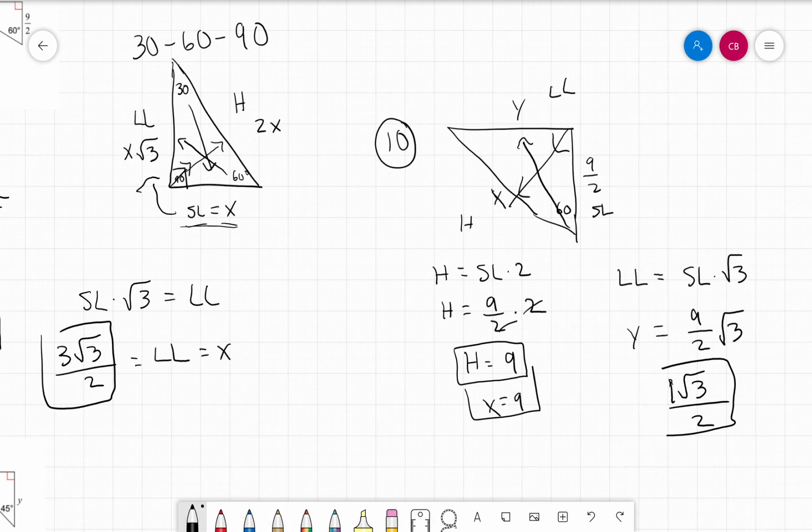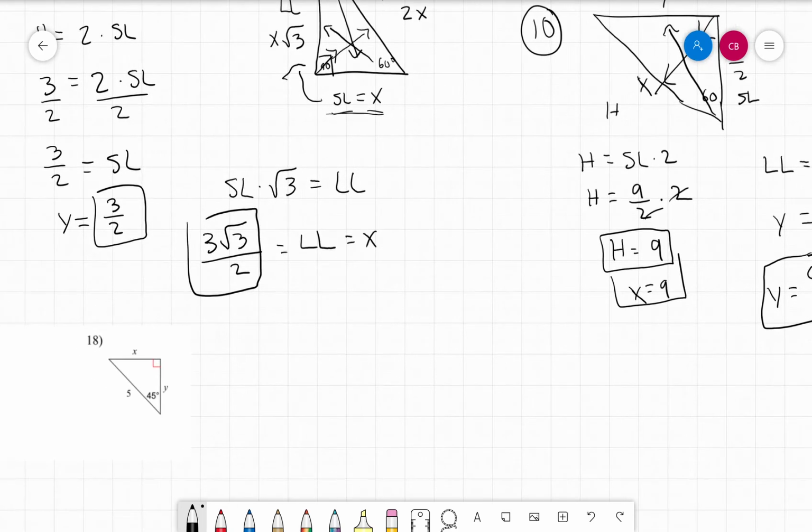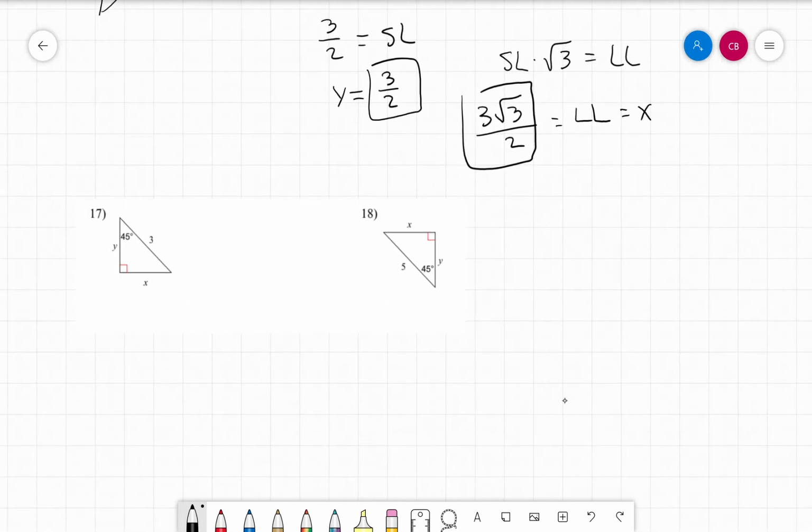Okay, so this one's 9. Y is equal to that, and x is equal to that. Okay, now, for the remaining one, we have 45, 45, 90.